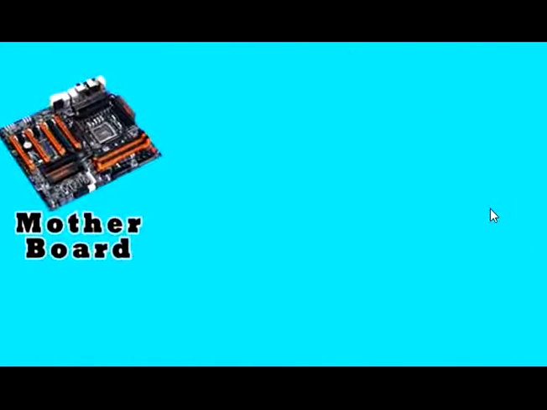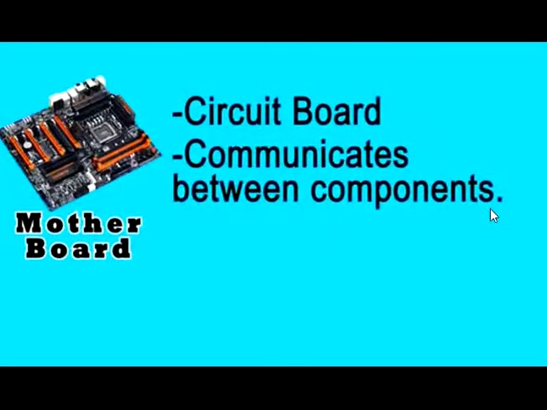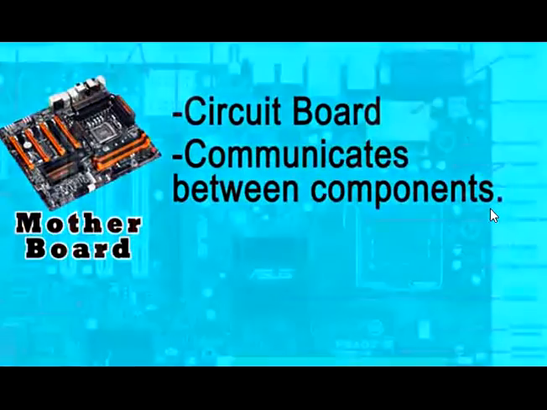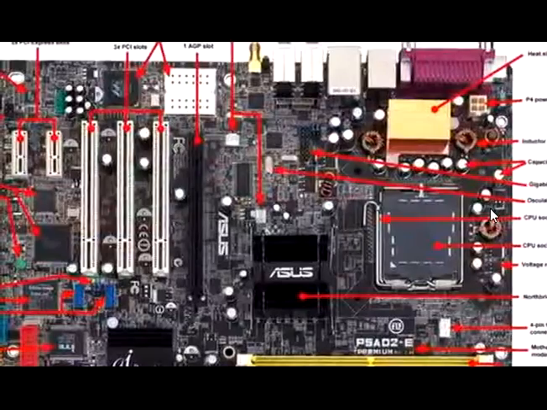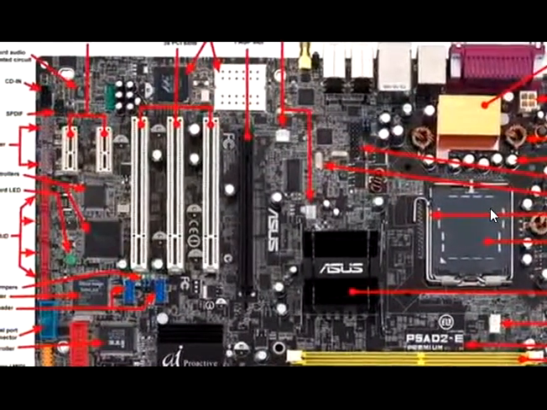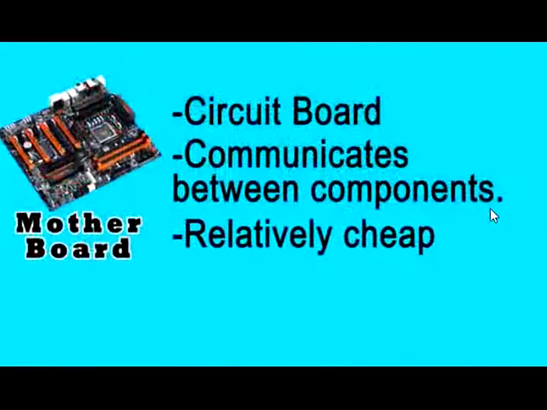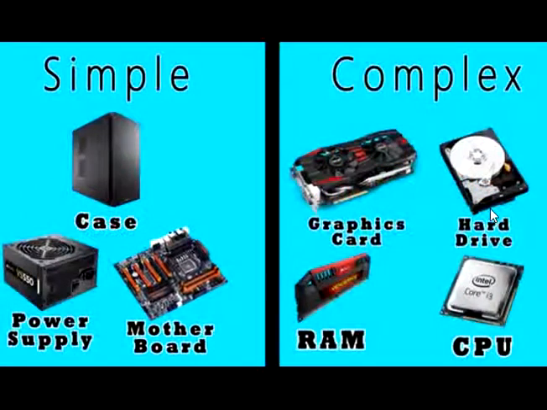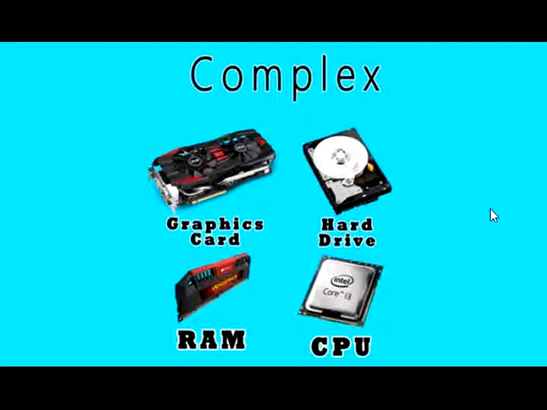Next we'll see the motherboard. It is a circuit board and it communicates with all the components, as shown in the video. It is not expensive; it is relatively cheap. But these are the simple components. Now we'll see the complex ones.